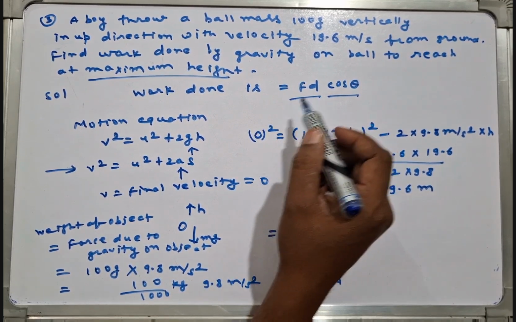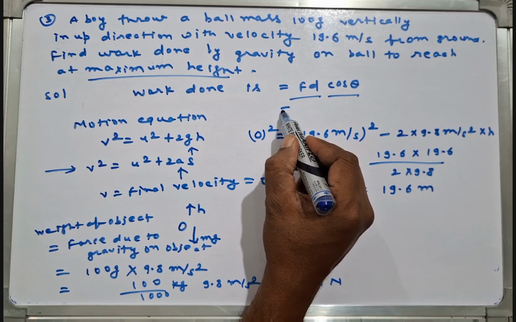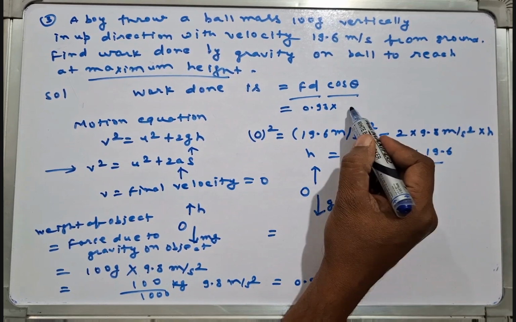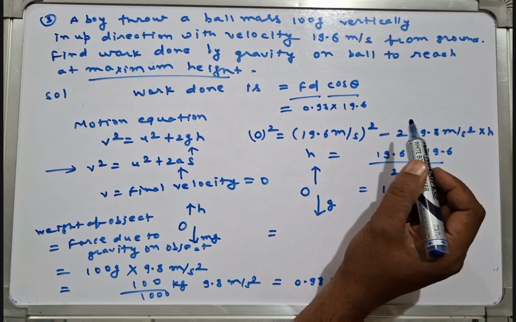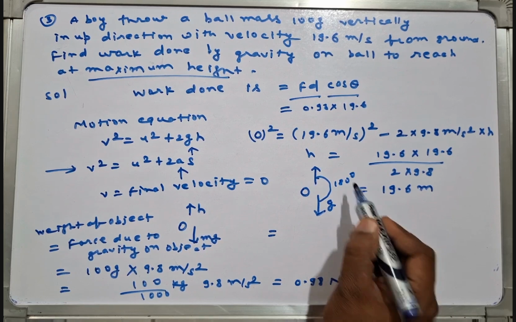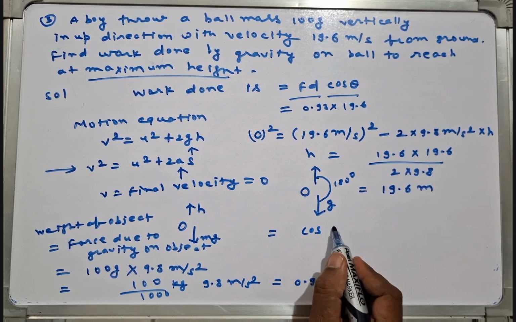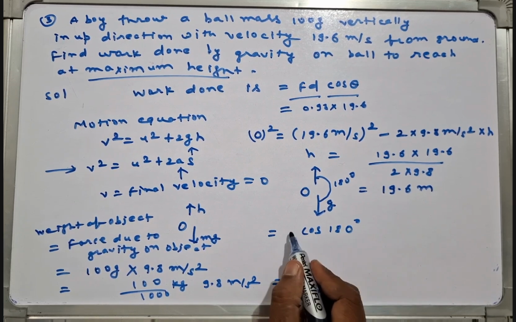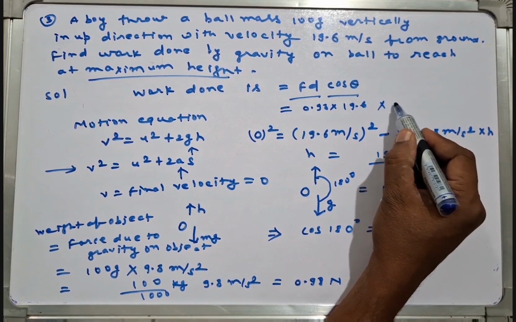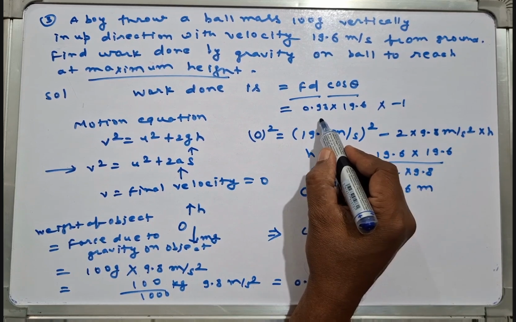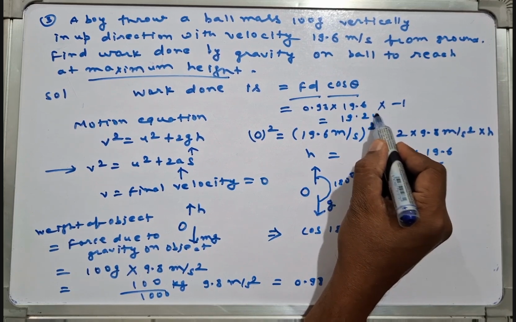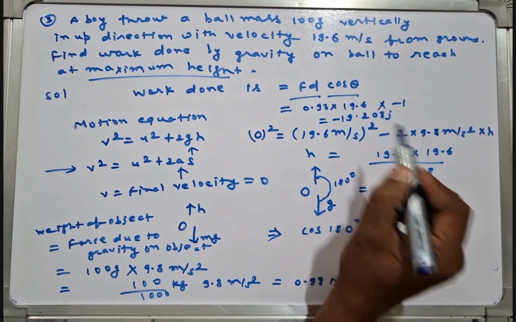Okay, so if we apply all the values here, this is 0.98, this one is 19.6, and this angle is from here to here, you can say sir this is 180 degrees. So if you put here cos 180 degrees, then this is -1. So you have to multiply with -1. So finally you get 19.208 joule, with a negative sign.